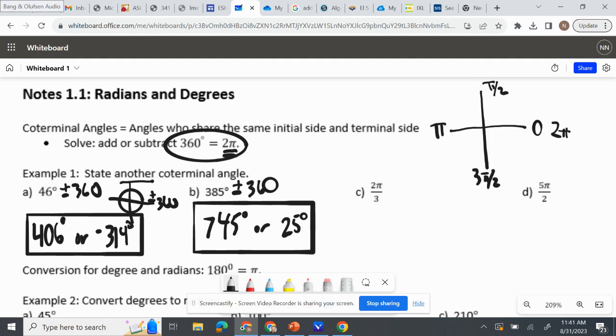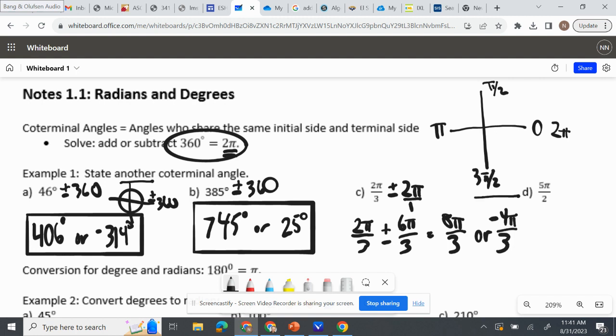For this one, we're either going to add or subtract 2 pi. This is a little more complicated because we need a common denominator. We take the 2 pi over 3, add and subtract, and use the common denominator, which would be 6 pi over 3. If we add it, it would be 8 pi over 3. If we subtract it, we would get negative 4 pi over 3. Those would be our two coterminal angles. Once again, you just need to state one of them.